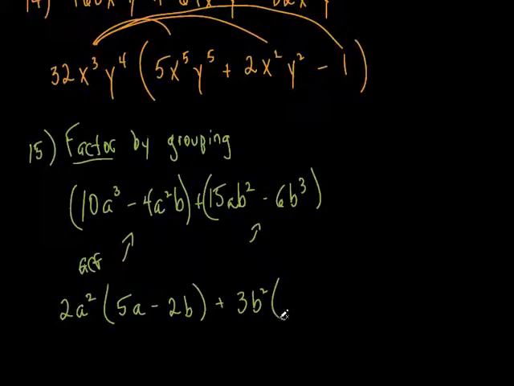Let's figure out what's left over. We take this and divide it by a greatest common factor. 15 divided by 3 is 5. Now there's an a here, but there's no a here, so I got to put an a. And then b squared divided by b squared is 1, so I just keep it like that. Put a minus, because you got a minus right there. 6 divided by 3 is 2. B cubed divided by b squared is b.